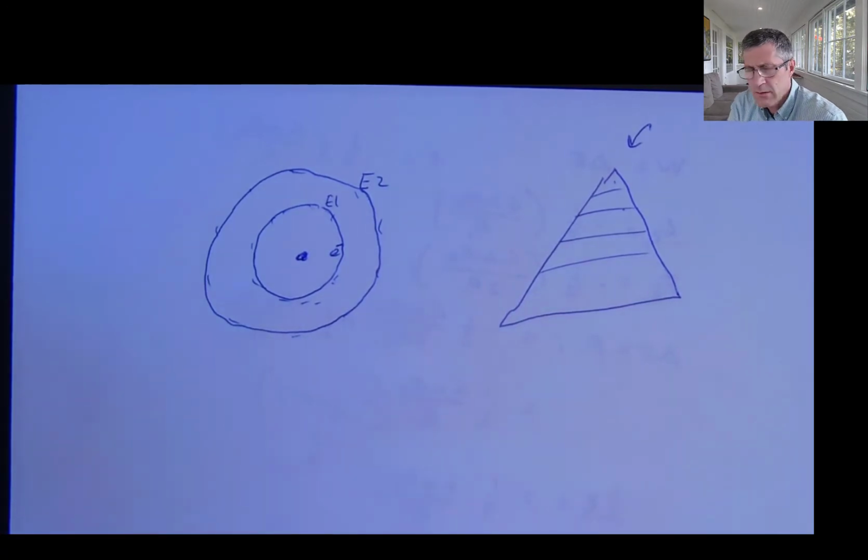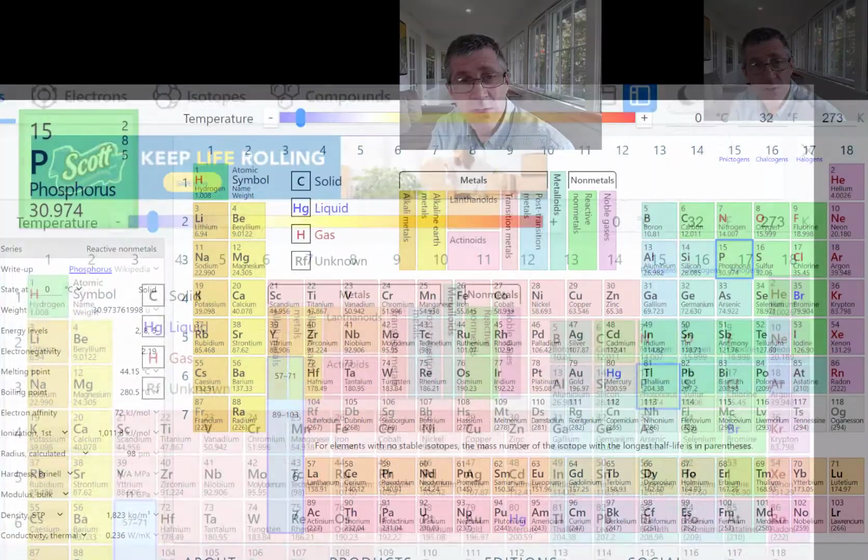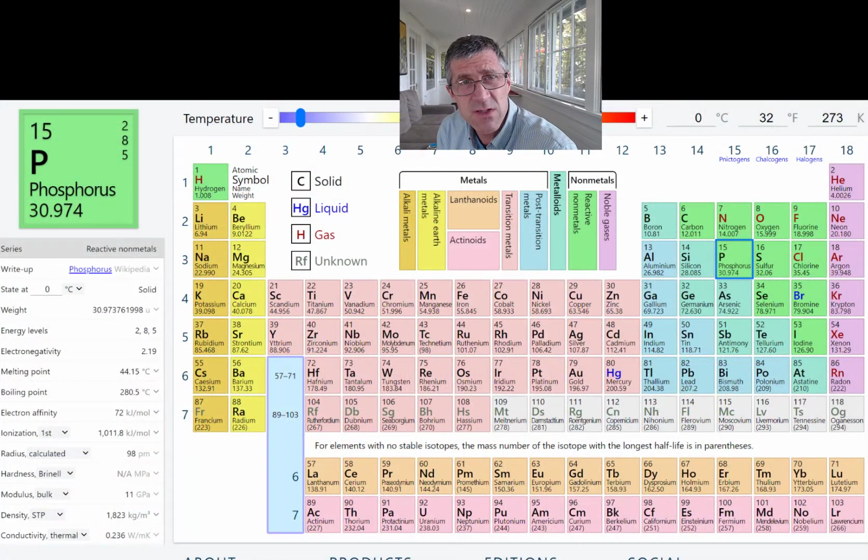So you don't have to know too much about this, but I do need you to be able to figure this out by looking at the periodic table. So I encourage you to go to ptable.com. It's an online periodic table, and you can learn all sorts of stuff. So here I'm going to click on nitrogen or phosphorus. Why not phosphorus? It's telling me a bunch of information here.